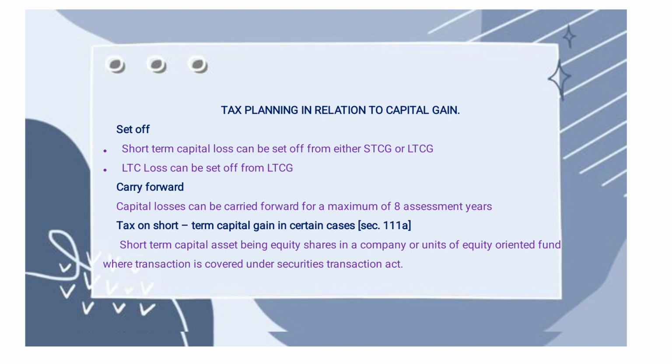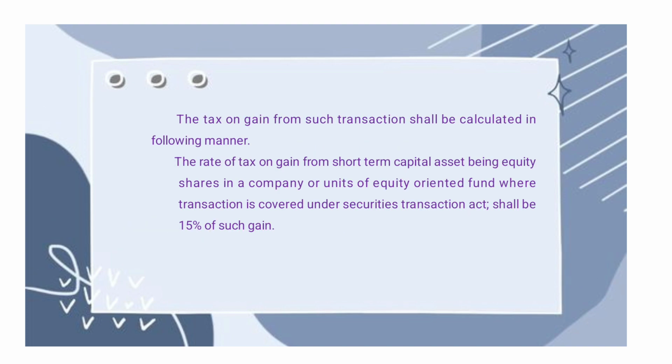In case the short-term capital asset is an equity share in a company or a unit of an equity-oriented fund, and the transaction is covered under the Securities Transaction Tax, the tax on gain from such transactions shall be calculated in the following manner. The rate of tax on gain from short-term capital assets, being equity shares in a company or units of equity-oriented funds where the transaction is covered under the Securities Transaction Tax, shall be 15% of such gain. The tax on long-term capital gain is charged at 20% in the hands of all persons. No deductions are allowed under sections 80C to 80E in respect of long-term capital gain also.